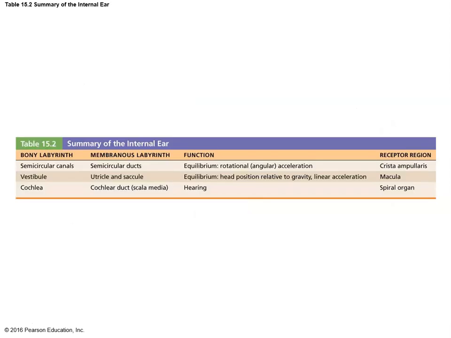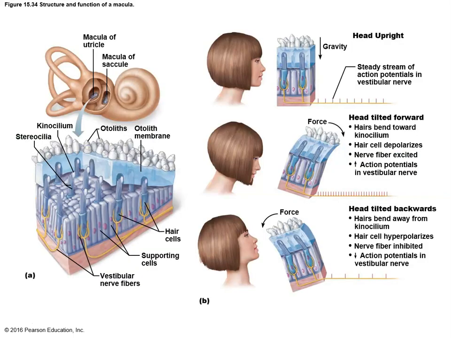This is just a little summary of those internal structures. We've talked about the cochlea, but we haven't talked about the vestibule and semicircular canals yet. So we've talked about the hearing part of the ears. Now let's talk about the other part.